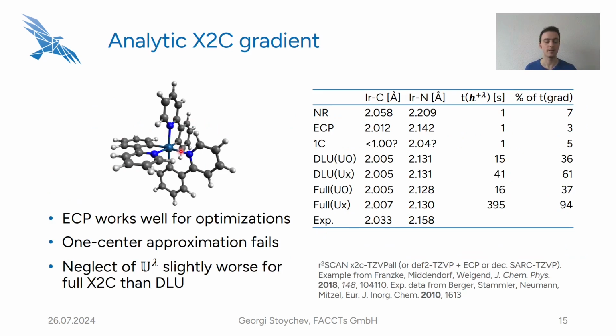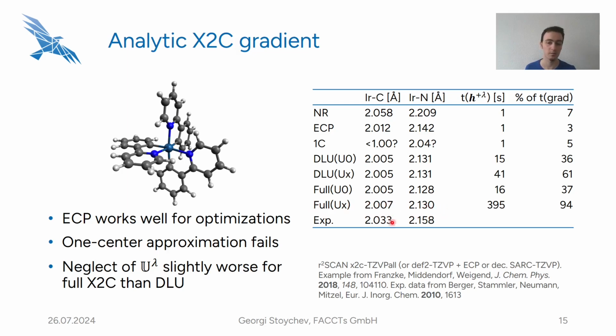Now, I've taken this iridium complex and optimized it with various approaches and compared to experimental gas phase data. First, we have the non-relativistic calculation, where you see that the bond lengths are quite long between the iridium and the carbon and the iridium and nitrogen here. And the full X2C approach does reduce those bond lengths.